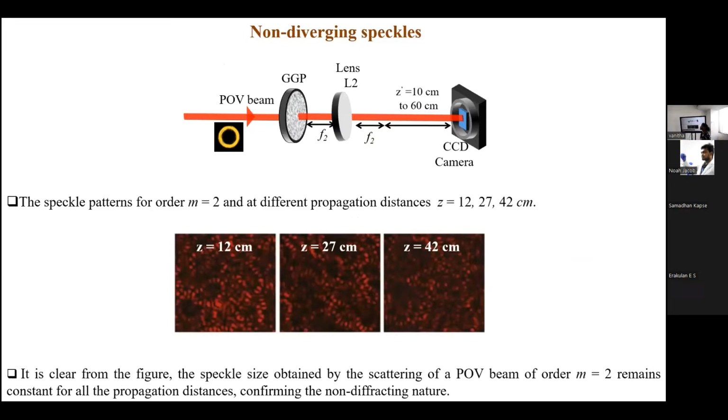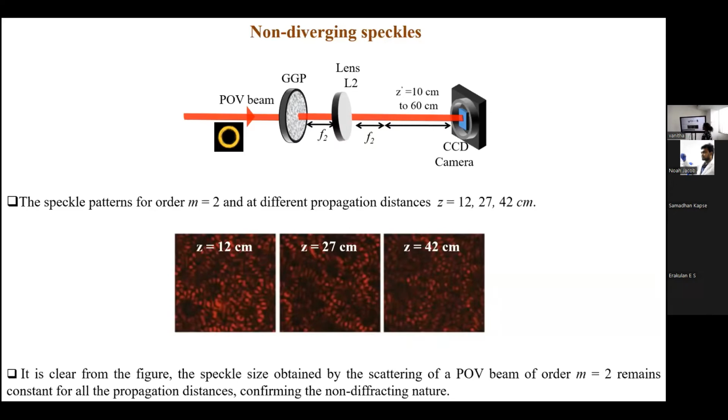This is the experimental setup for generating non-diverging speckles. For diverging speckles, we kept our camera just after the GGP, and we changed our propagation distance and recorded the speckles. But here we kept one more lens to make the Fourier transform of the near field speckles. After the focal distance, we used some propagation distance, and we imaged speckle images for different propagation distances at each 5 centimeter interval.